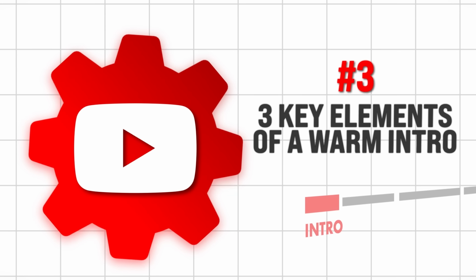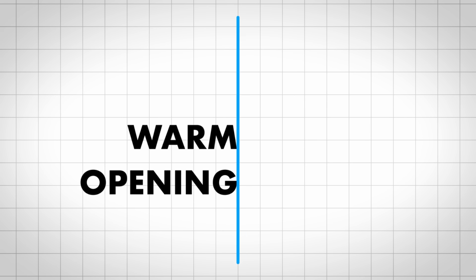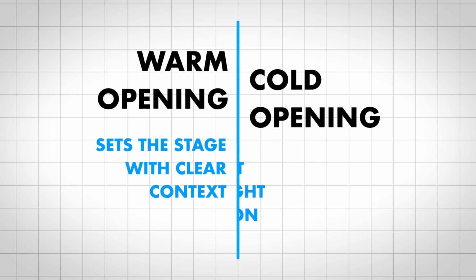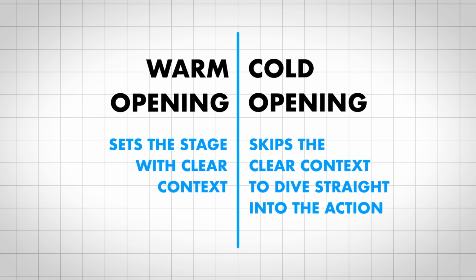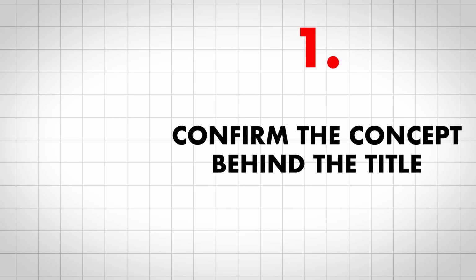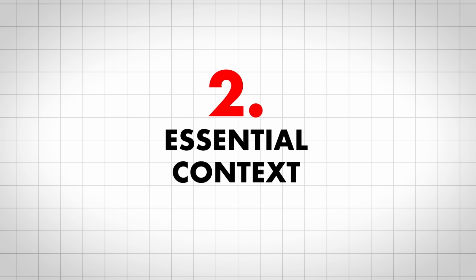Number 3, the 3 key elements of a warm intro. A warm intro or a warm opening is a type of intro where we're vocally saying the information to start our video, instead of a cold opening where sometimes we have a teaser clip or we just show the scenery around us. Now, a good warm opening has at least the following 3 elements. Number 1, we confirm the title idea or the concept behind the title. This is where we typically restate the title to confirm the viewer's expectation of what this video is going to be about. Number 2, essential context.